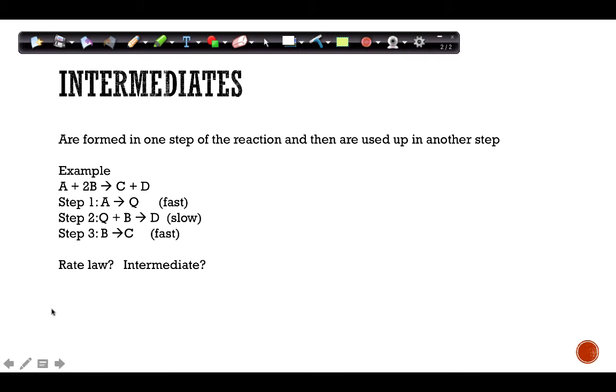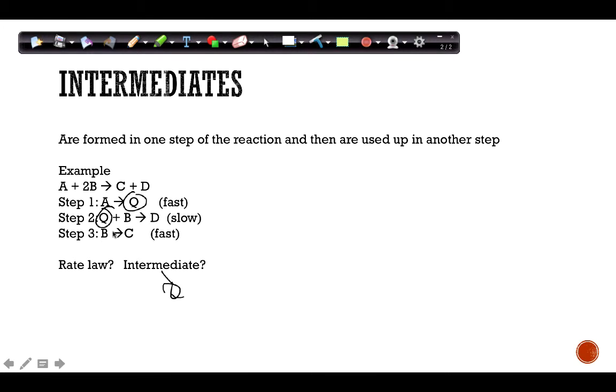Okay, so an intermediate is something that is formed in one step of the reaction and then used up in another step. So basically, it is produced in one step, used up in the next. So let's look at our mechanism. Let's find an intermediate. If I look behind this first step, I have Q, and it was produced here and then used up here. That is an intermediate. So Q is an intermediate, and that's the only intermediate I have. So it's produced in one step, used up in the next.